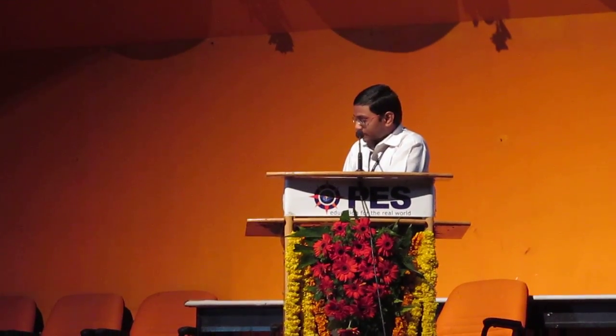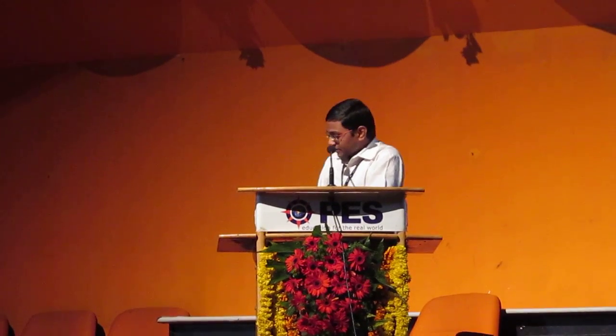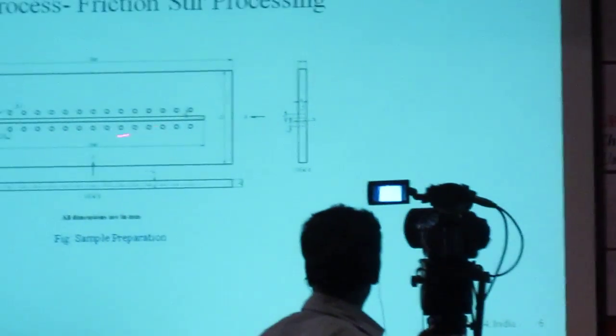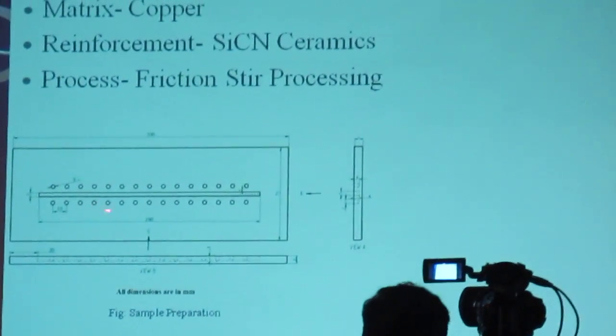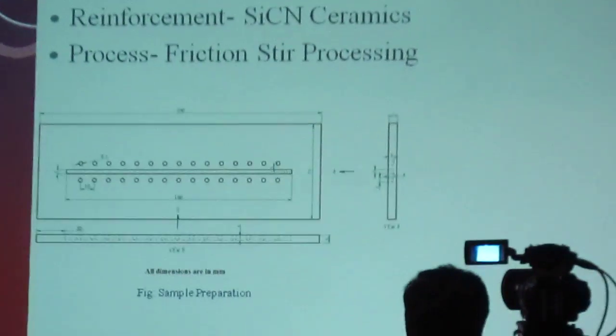So I will come to the experimental things. I used copper as the matrix material, and SiC ceramic as the reinforcement, using this process. So this is the schematic of preparing the composite material by using this process. This is the base plate, the matrix plate. It depends on the thickness. I used a 6 mm thickness plate, and we made these holes on the plate and this groove to fill the reinforcement in the material.